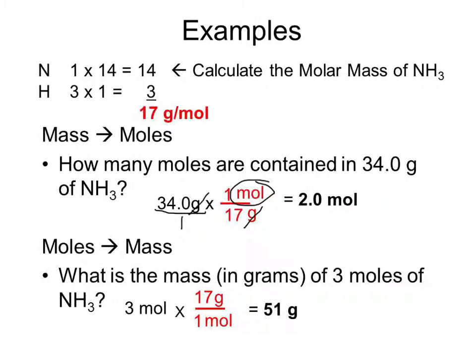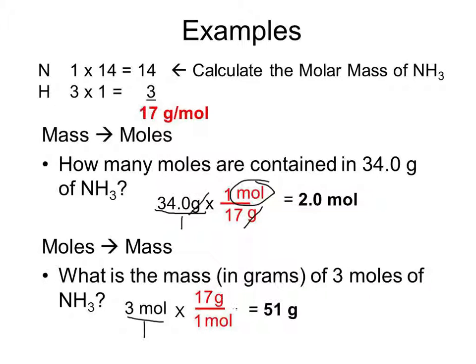So we put that first here, and then we put that over 1. And now the next thing we do is we've got to make sure that our conversion factor is the right way. So we need to have moles on the top here, so we need moles on the bottom here. So 1 mole here means 1 mole here. And that leaves only by definition that the 17 grams is on the top.